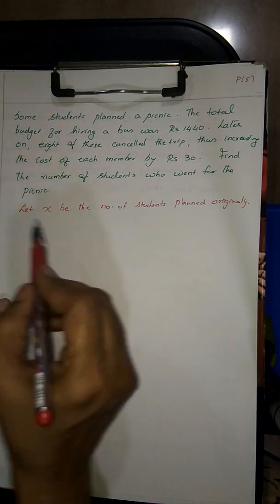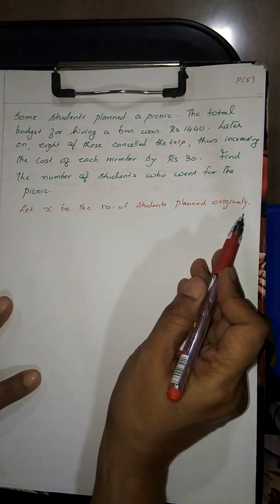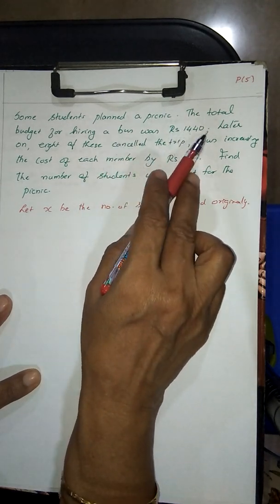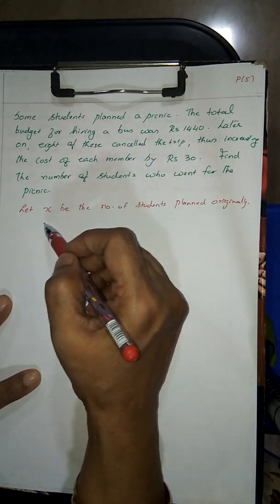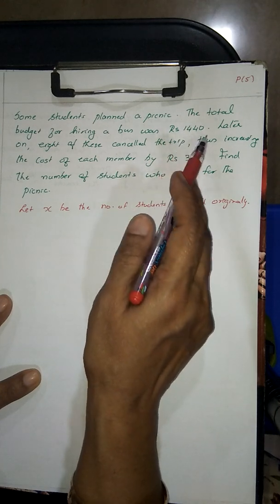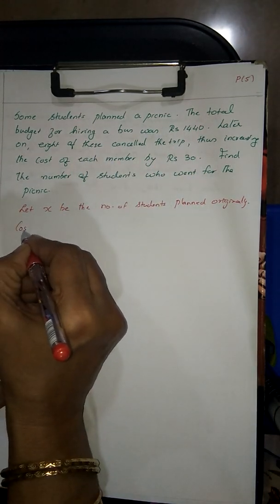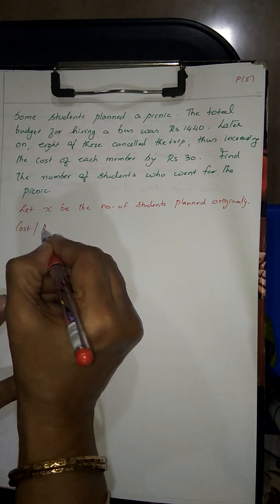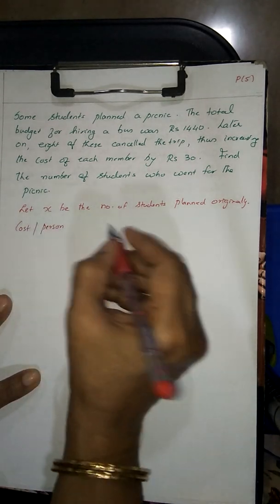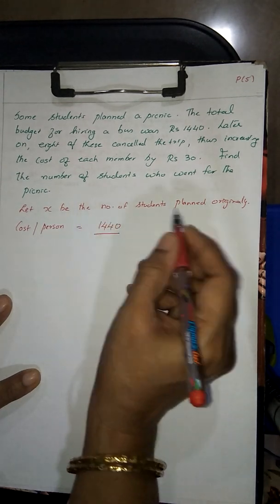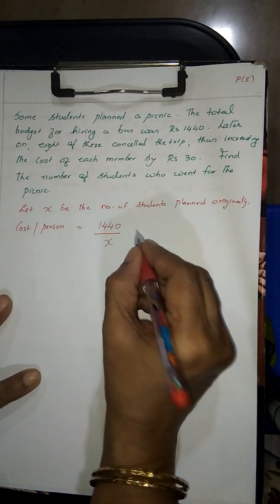Now let us assume x be the number of students planned originally. The total amount for the bus is 1440. So all of them are sharing the cost of the transport. So the cost per person will be equal to 1440 by the number of children, x.